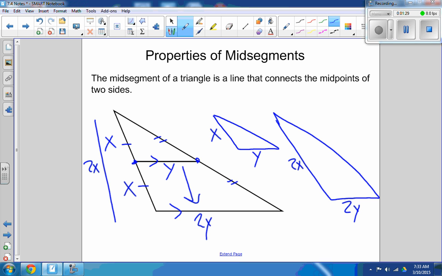So if that was 10, the midsegment would be 5. Now, as we just stated, these are also parallel. Thus, we know those angles would be congruent because those are corresponding angles.